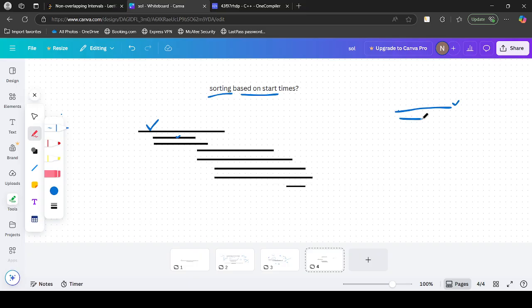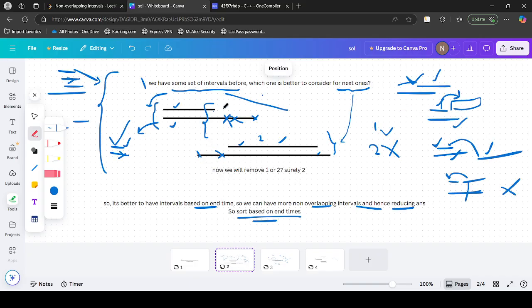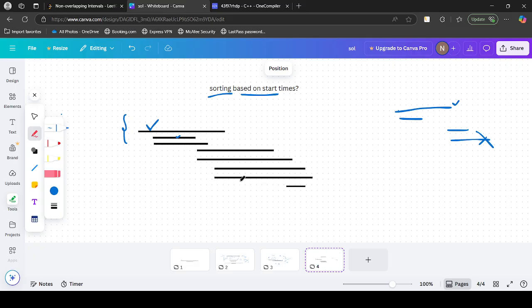But in the earlier case we sorted with respect to end time, so we are sure that removing the second one is best if they are overlapping. But now here the second one has a lesser endpoint than the first one. So which is better to remove from these two? From this we can easily understand that removing the interval with the higher endpoint is better. In these two, the first one has the higher endpoint, so it is better to remove the first one than the second one.